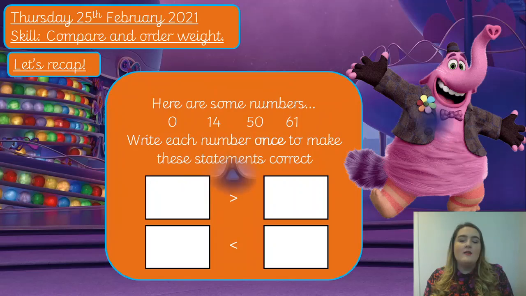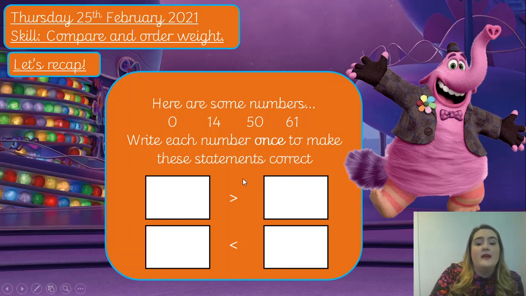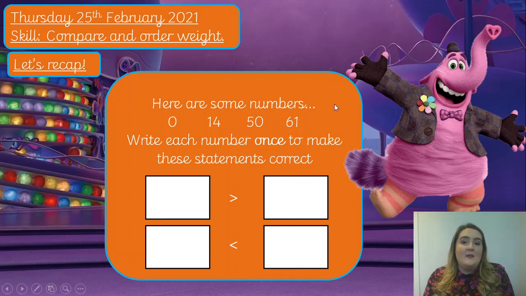Okay, here are some numbers. We've got 0, 14, 50 and 61. Write each number once to make these statements correct. So you can only use each number once. And I'd like you to write this in your book and compare the numbers. So if we have a look at these symbols here, we're going to be comparing them. And I'd like you to write the numbers in the correct place to complete the statements. Okay, pause the video, please.